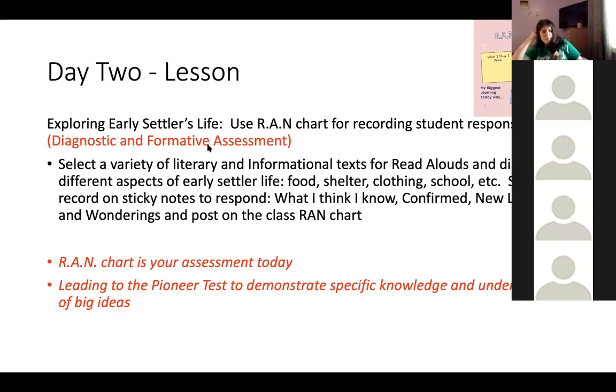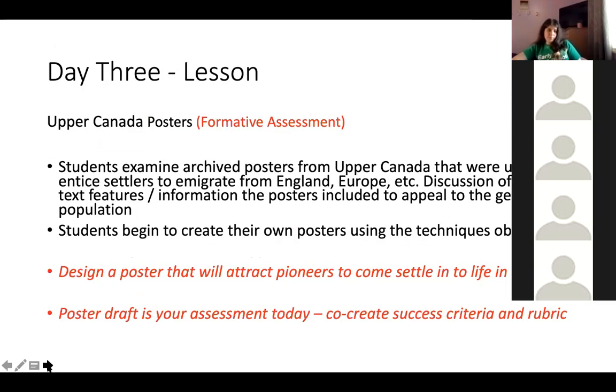But I also want to set them up for success on this test that's coming up. And so I might say to them, okay, as we go through today, be paying attention to this information and maybe highlight the information as we're going through that's interesting to you because it might be on the test. I want to set them up for success. So that's day 2, lesson 2.